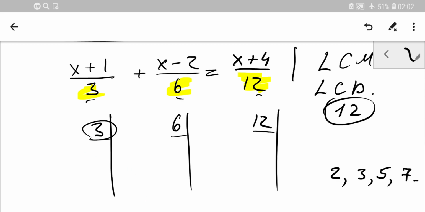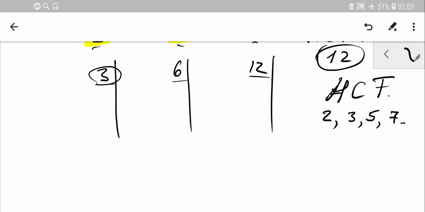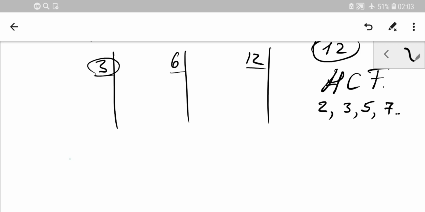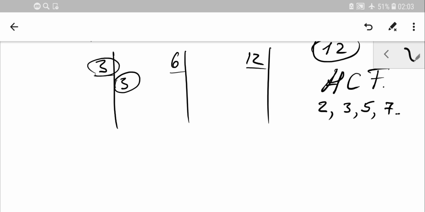So how to find the LCM, and by the way, I'll also show you how to find the HCF, the highest common factor. Let's do a little recap. Each compound number is a product of primes. For example, 3 is 3 times 1, but because 1 is not a prime number, we are just left with 3. So 3 is just 3, it's a prime. However, 6 can be presented as 2 multiplied by 3.